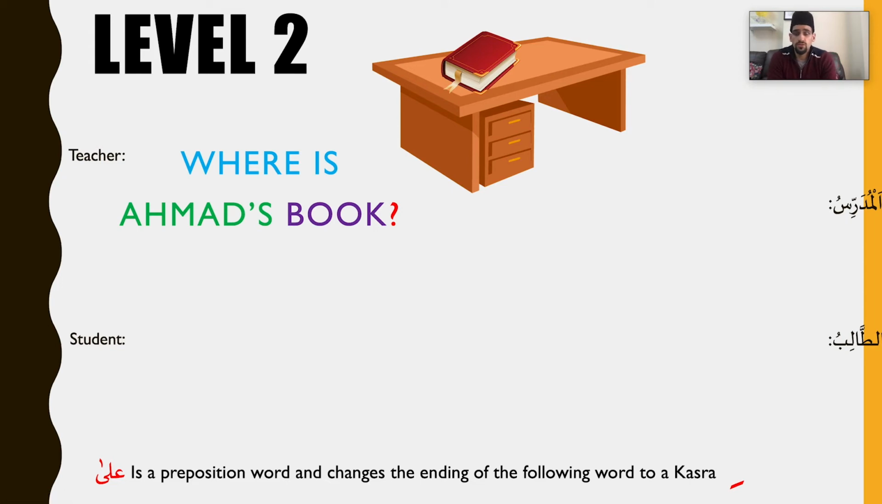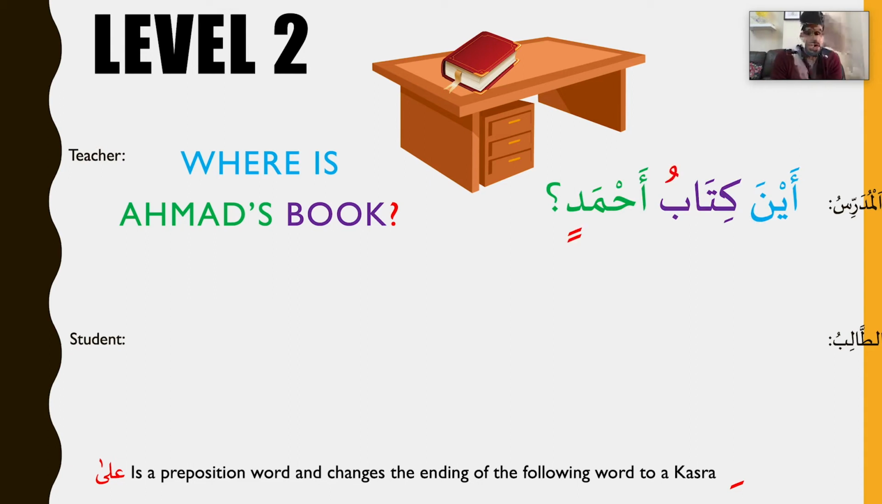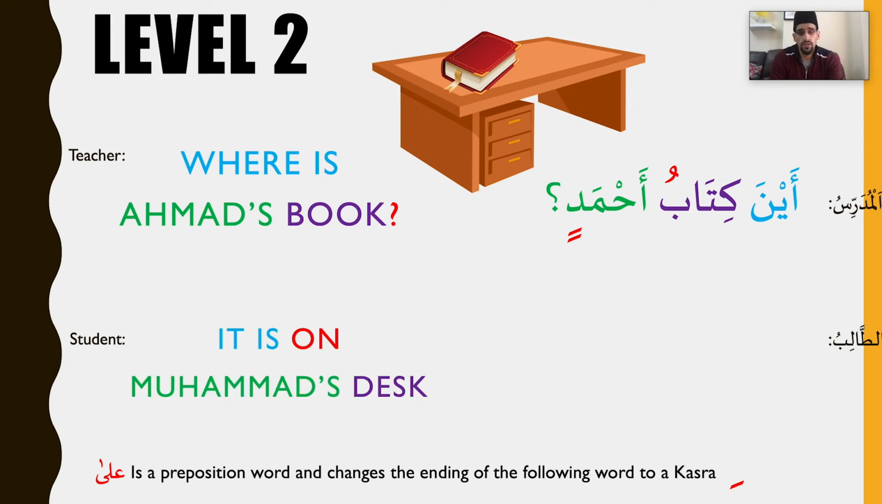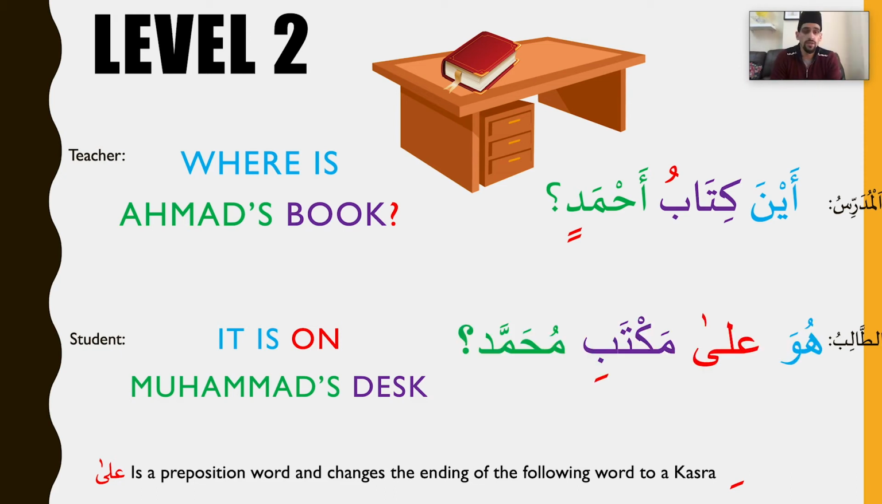The teacher says to the student, where is Ahmed's book? أين كتاب أحمد؟ Where is Ahmed's book? And the student replies, it is on Muhammad's desk. هو على مكتب محمد. So now the only difference here is, as you see at the bottom, ala is a preposition word and changes the ending of the following word to a kasra.